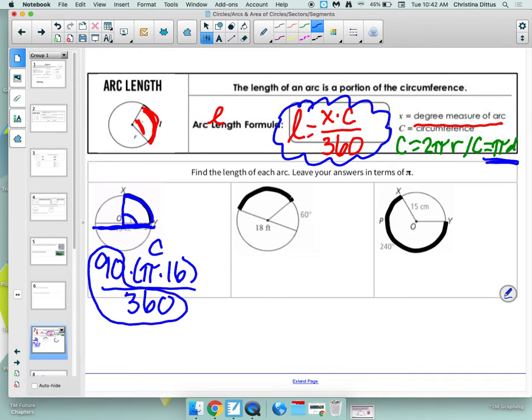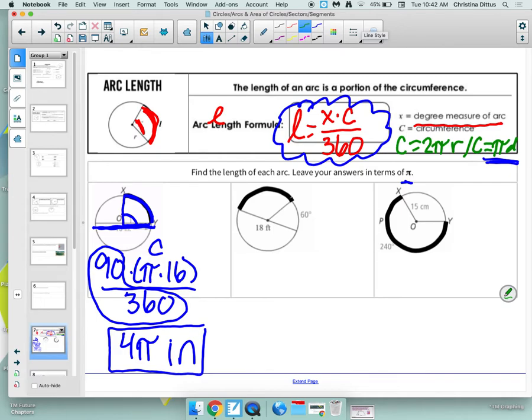So this 90 over 360 part tells you how much of the circle to take. How much of the circumference do you take to figure out the arc length? 90 over 360 is 1/4, times 16 pi. Again, it says leave answers in terms of pi. So this is just 4 pi inches. Again, it's kind of like a perimeter, so we don't want to square it. That'll be area, which we will do later on.